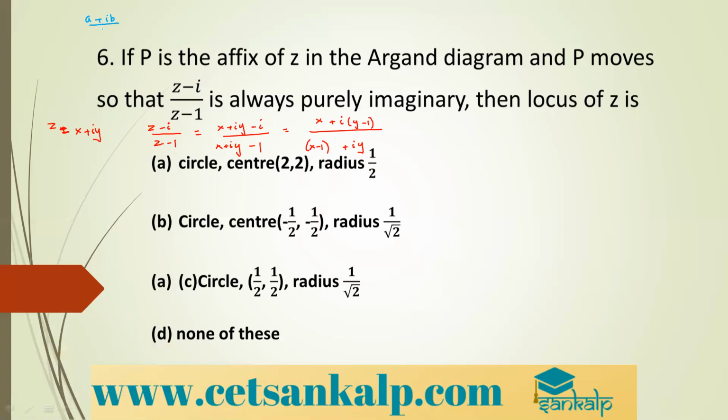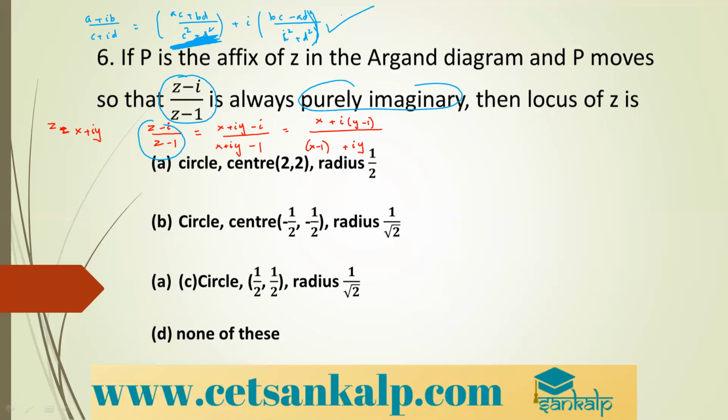A plus iB by C plus iD is equal to, the real part is (AC plus BD) by (C square plus D square), plus i into the imaginary part, which is (BC minus AD) by (C square plus D square). But because they are saying the answer for (z minus i) by (z minus 1) is purely imaginary, that means it will have only this imaginary part.